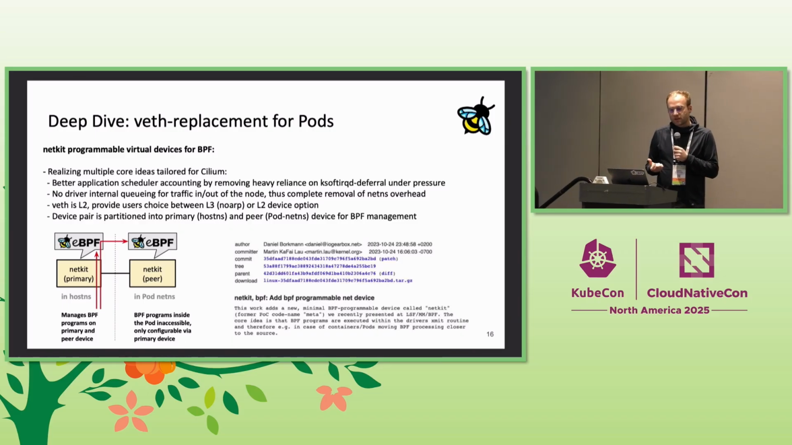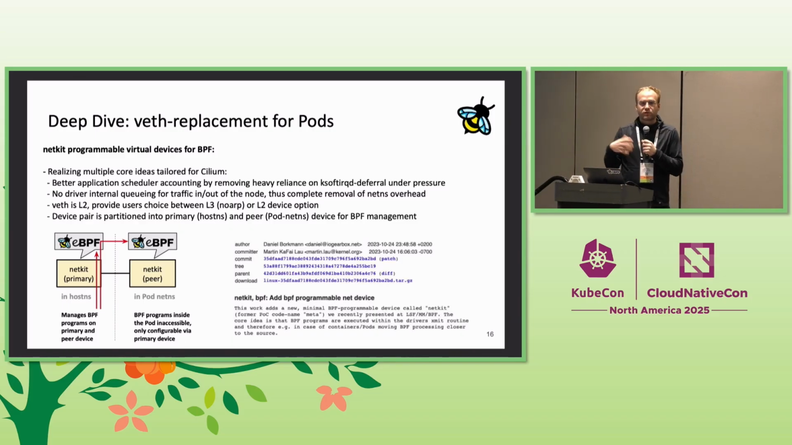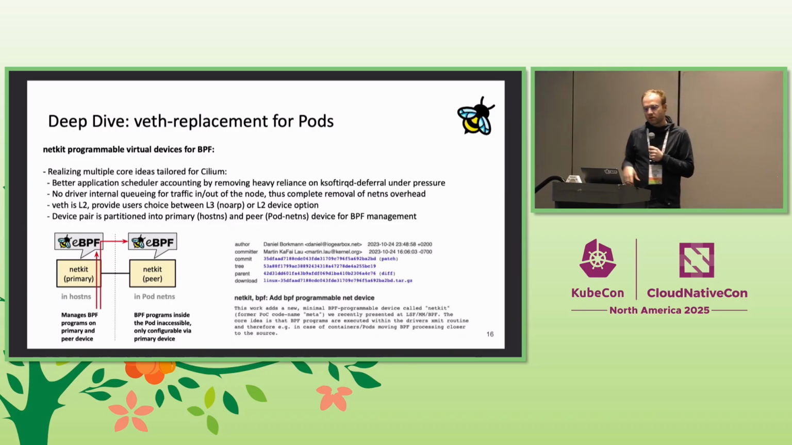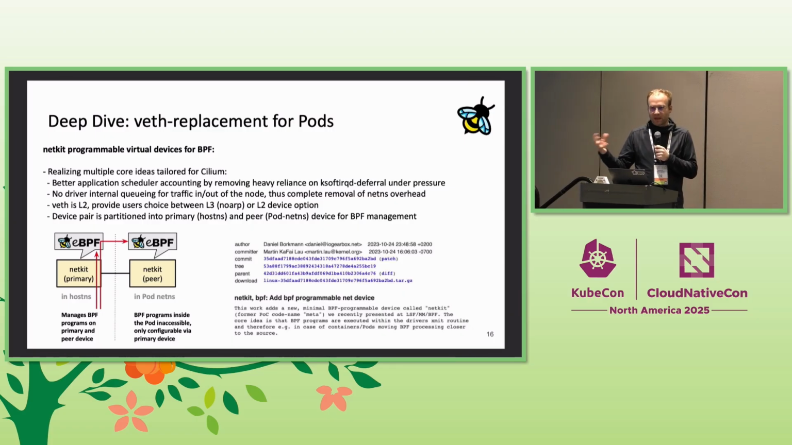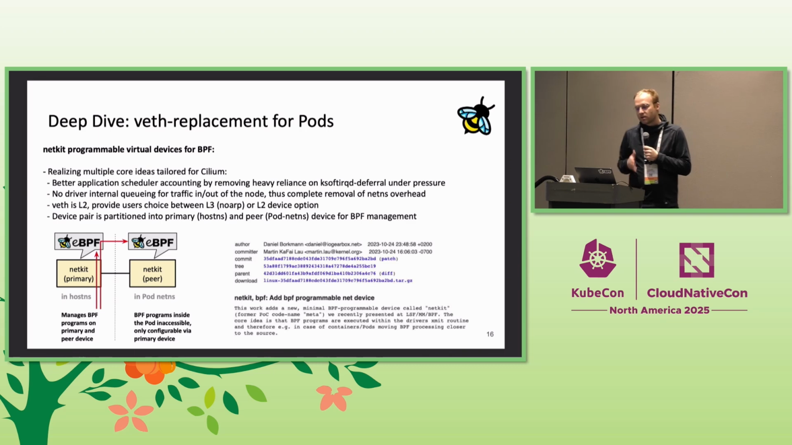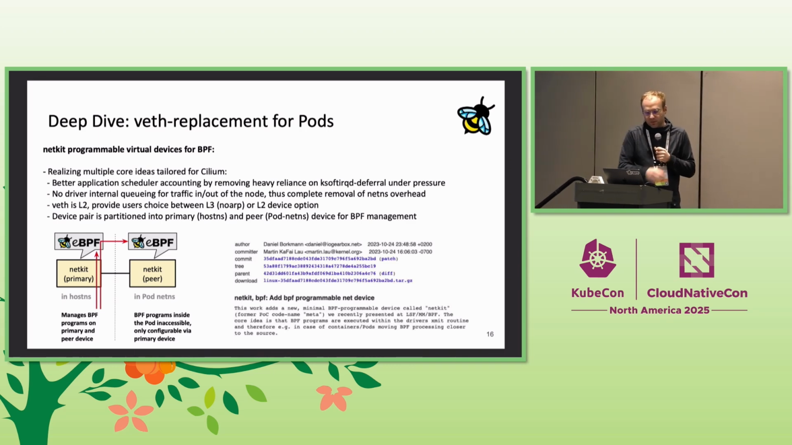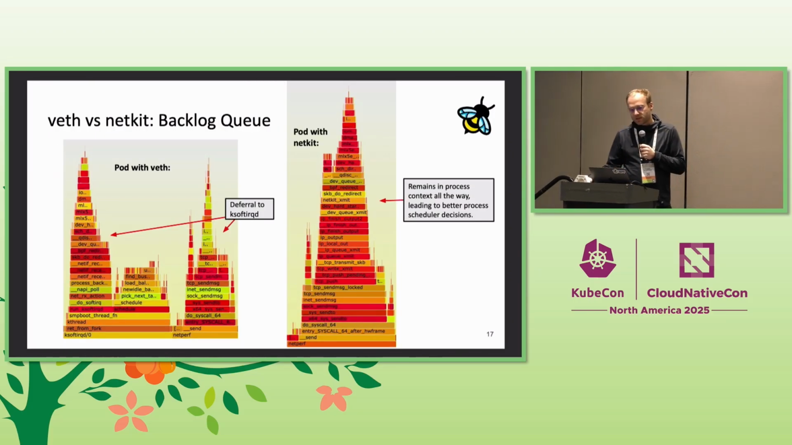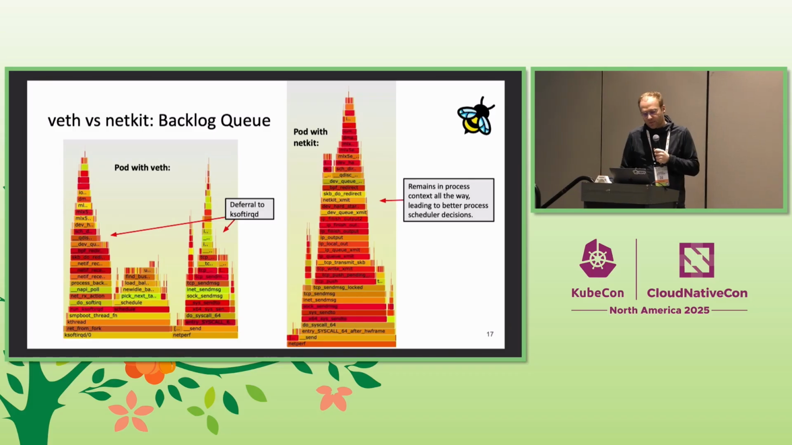And the core idea is that the control plane, for example Cilium, will program all those BPF programs through the primary device. So an application in a pod cannot unload BPF from that device. So this is all managed for both devices from the host namespace, or from that primary device. So yeah, this got merged into the kernel some time ago, and the improvement can essentially also be seen here.